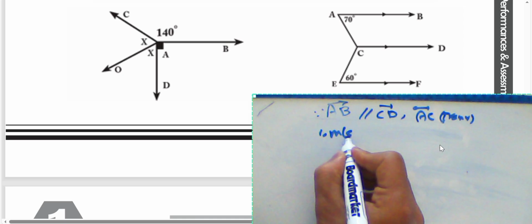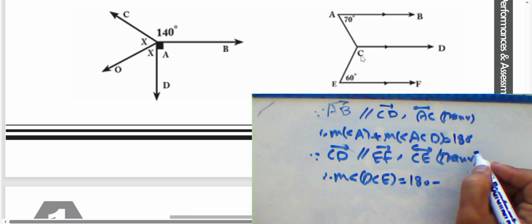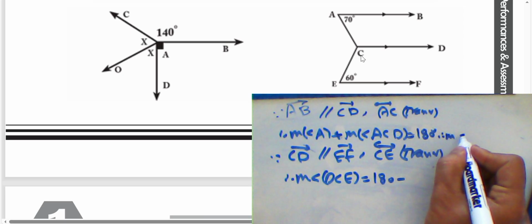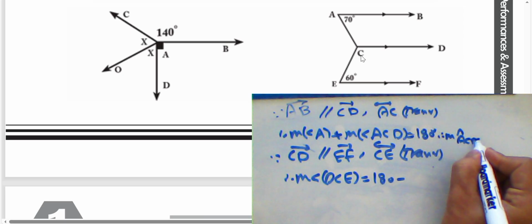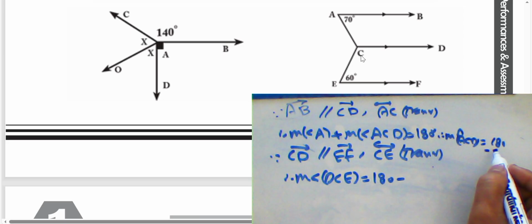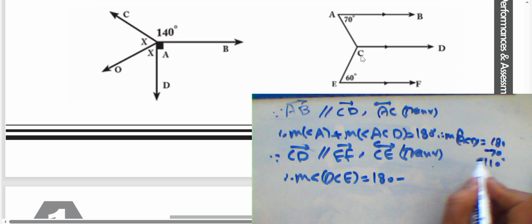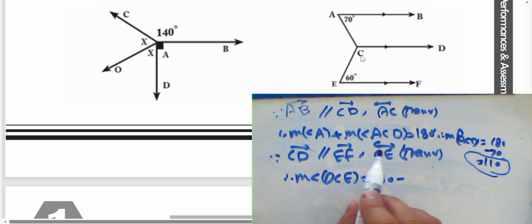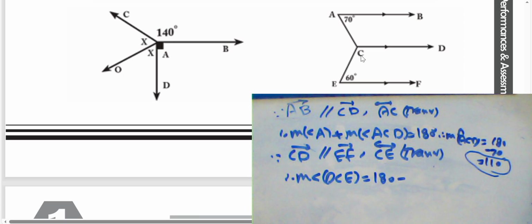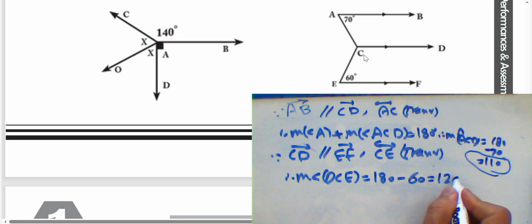Then from the measure of angle A, we can find the measure of the angle here. You can write the measure of angle ACD equals 180 subtracted by 70, which equals 110. The measure of the angle here is 110 degrees. And also CD is parallel to EF and CE is a transversal of them. The measure of angle DCE equals 180 subtracted by 60, which equals 120 degrees.